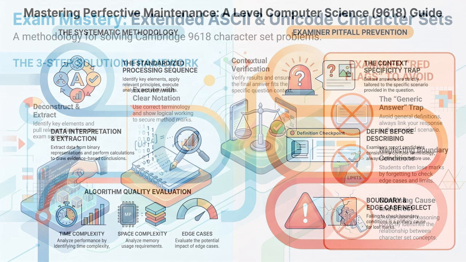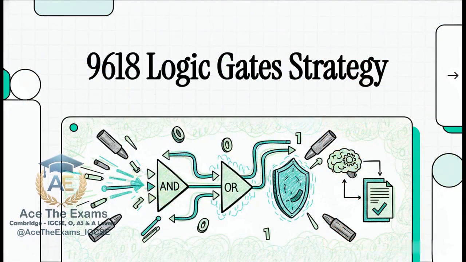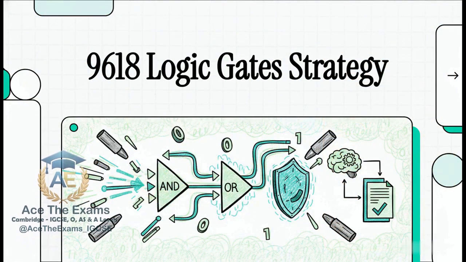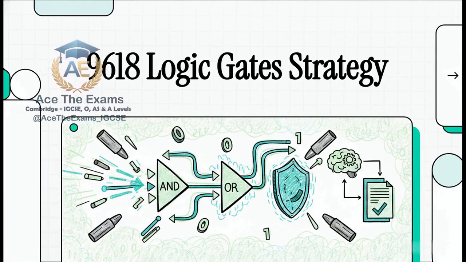Okay, let's dive into this. Welcome to our Masterclass Explainer on Cambridge Computer Science Exam Strategy. Today, we're zeroing in on Cambridge AS and A-Level Syllabus 9618, specifically Topic 3.2, Logic Gates and Logic Circuits.